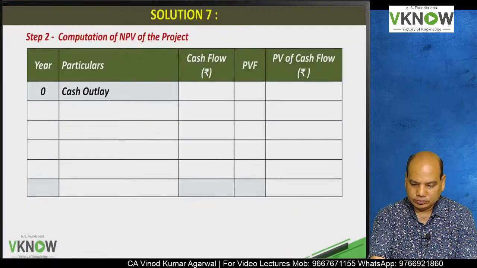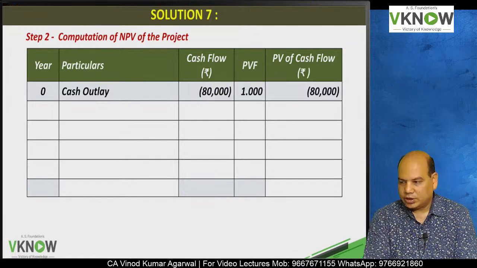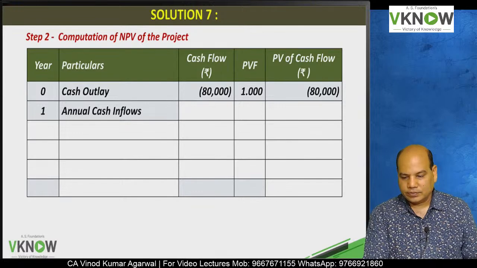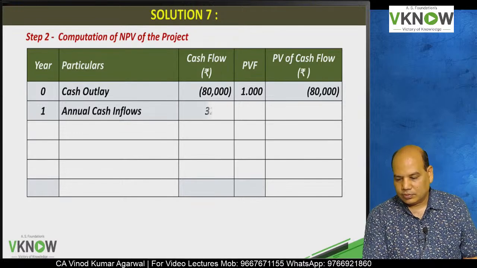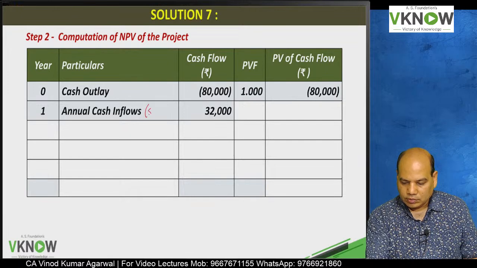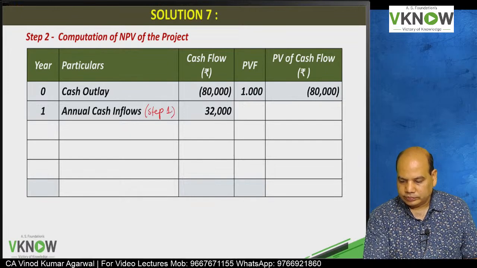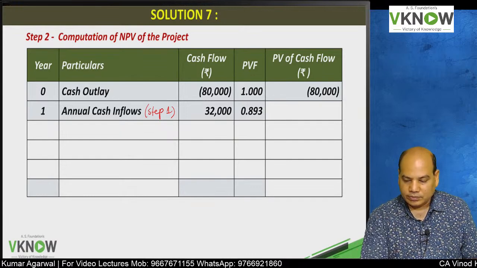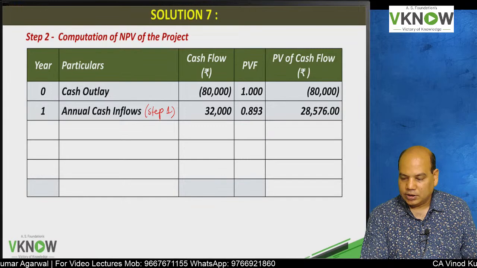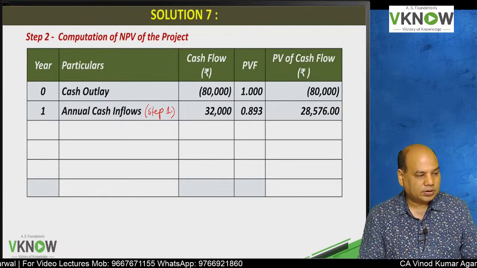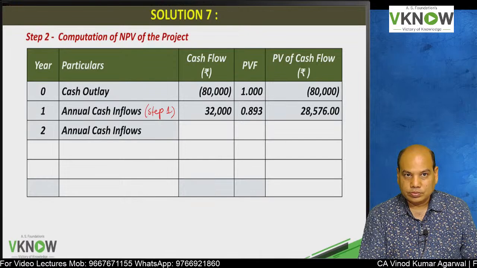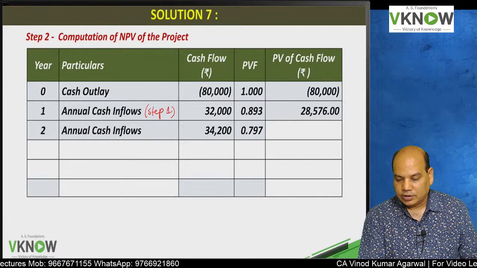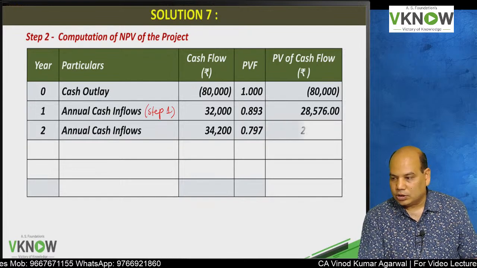80,000, present value 80,000. Year 1, annual CFAT from step 1. The factor is given, check the factor in the problem, 0.893, multiply. 28,576, equal to memory plus. Year 2, annual cash inflow 34,200, factor is given, multiply, equal to memory plus.